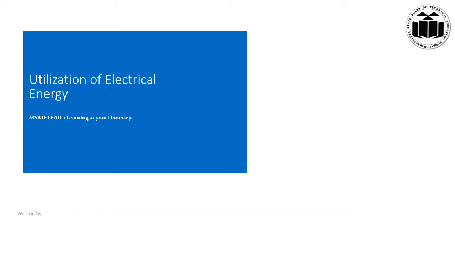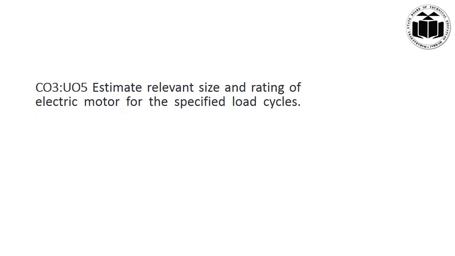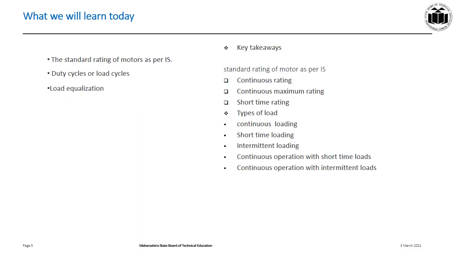The name of the course is Utilization of Electrical Energy. The unit is Electric Drives and Elevators. The unit outcome is to estimate the relevant size and rating of an electric motor for the specified load cycles. In today's session, we are going to learn the standard rating of the motor as per IS. We'll see the duty cycles or the load cycles.